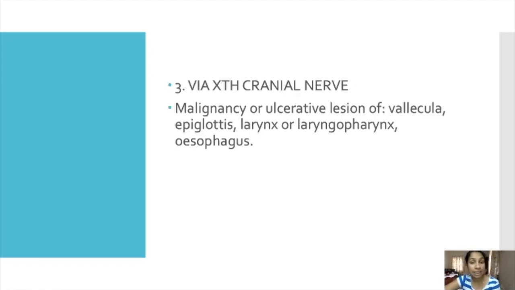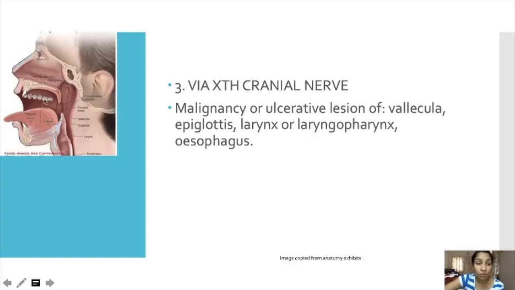Next comes via the 10th cranial nerve. There may be a malignancy or ulcerative lesion of the valleculae, epiglottis, larynx, laryngopharynx or esophagus. This is the root of the tongue, here starts the larynx, this is the oropharynx, and this is the esophagus. The epiglottis is a leaf-like structure which covers the laryngeal opening while we are having food, so that food won't go inside and block our larynx and air passage. When we breathe it opens and the air passes. That is the epiglottis, and this dip is known as the valleculae.